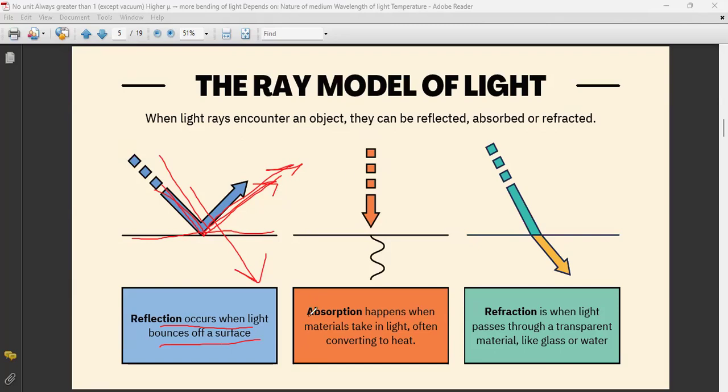Now, absorption: what does absorption mean? Absorption is when the material takes in the light. It doesn't bounce towards a different direction; when something is absorbing light, this phenomenon is absorption, and generally the light converts to heat, not to a great proportion, but it will gain some heat. Now refraction, we have already seen this concept. Refraction is when light passes through a transparent material like glass or water, and it changes its direction. So these are the three ray models for light.